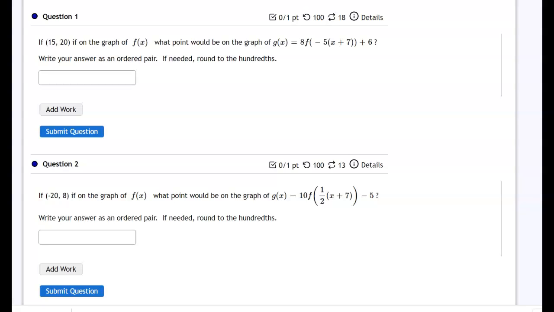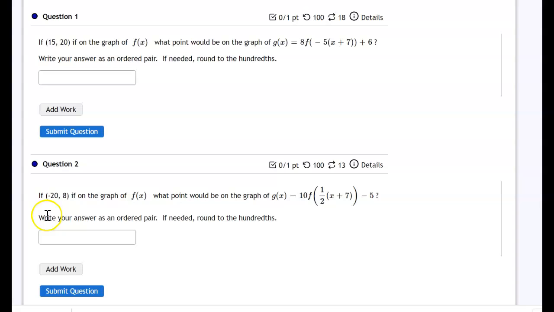So we studied this in the Desmos, and I wanted to create a couple problems just summarizing it. So if you look at number 1, we have the point (15, 20) is on the graph of f. What would the new point be on g of x? And we want you to understand how to translate the point. We also want you to understand what the 8, the -5, the 7, and the 6 do.